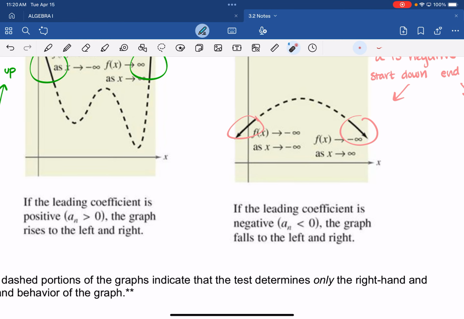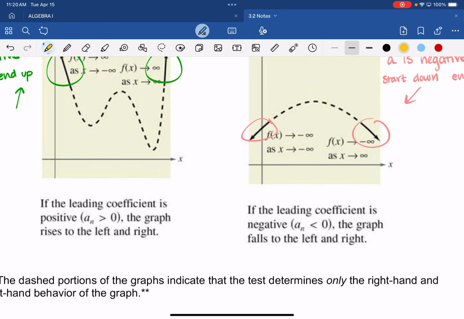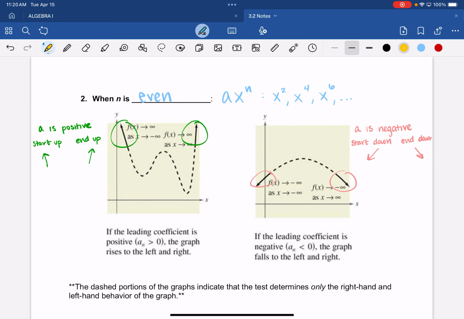At the bottom, sometimes you'll hear people talk about rising and falling too. I prefer the language: it starts down, ends down, or starts up, ends down. Some people will say it falls and rises, okay? Some people will say that language means the same thing, okay?